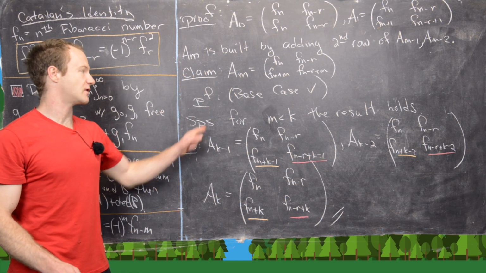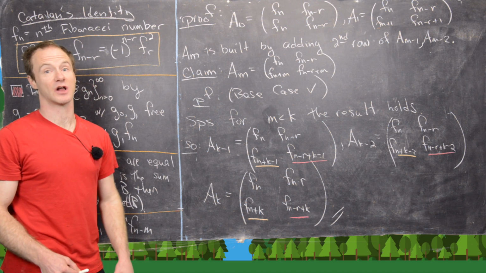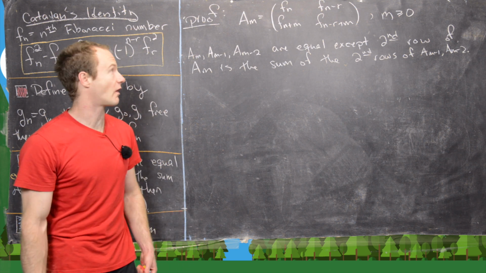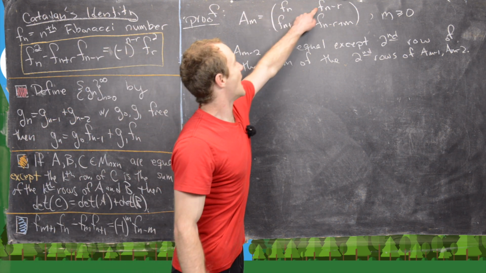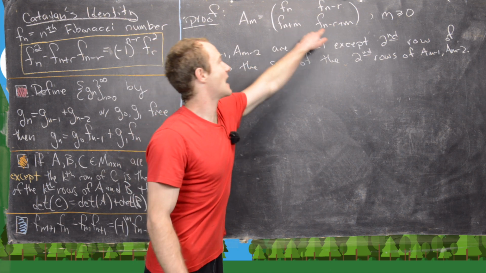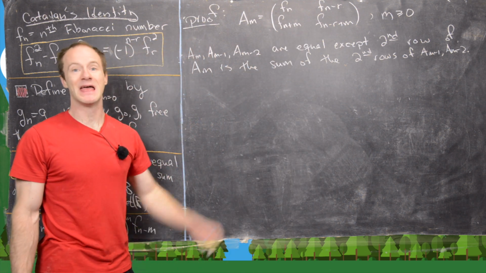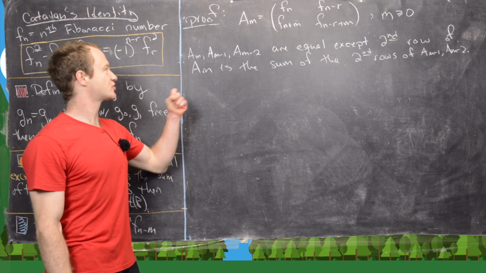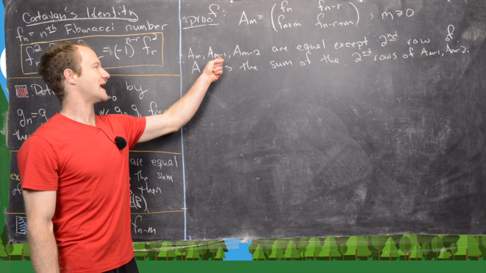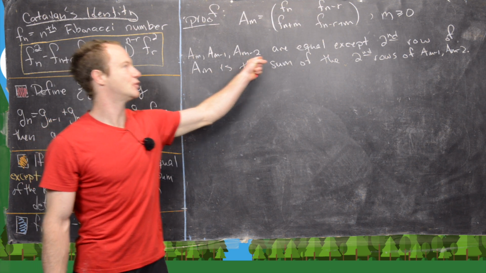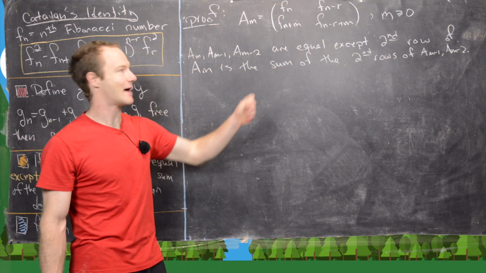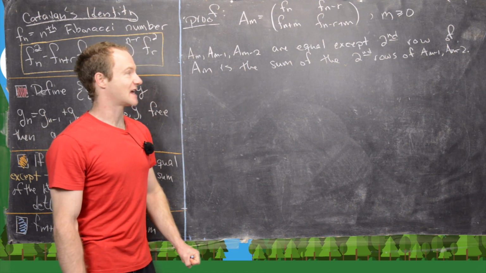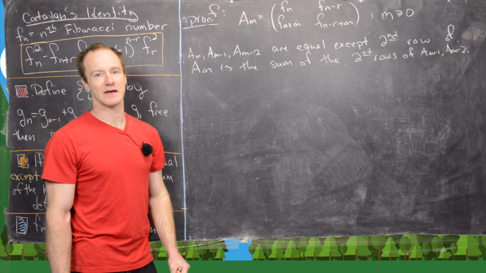Okay, great. So now we're ready to clean up the board and finish it off. On the previous board, we proved that that matrix A m had the following form. So it's Fn, Fn minus r, Fn plus m, Fn minus r plus m. And then let's recall how we constructed those in the first place. They're constructed so that A m, A m minus 1, A m minus 2 are all equal, except the second row of A m is the sum of the second rows of A m minus 1 and A m minus 2.